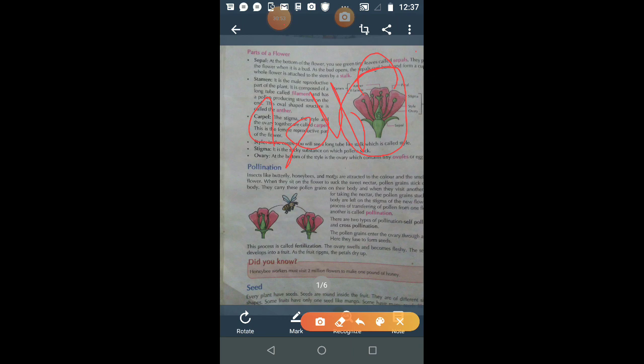But now what has happened here? Pollen is of one flower and the stigma is of another flower. And this is also known as self pollination, because both the flowers are on the same plant. So students, this is self pollination.